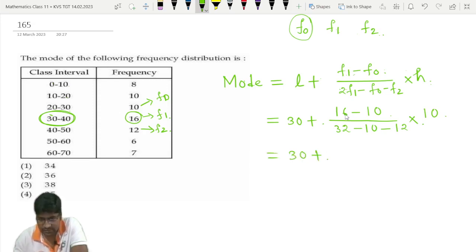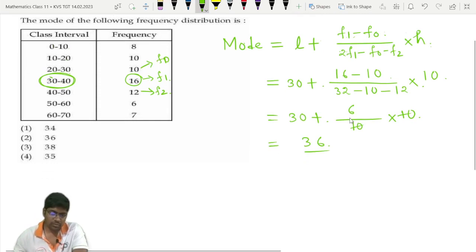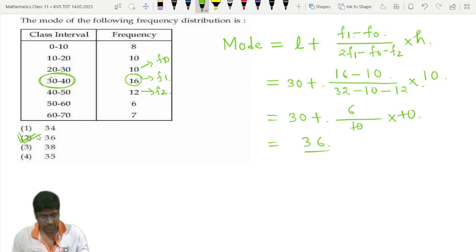30 plus 16 minus 10 means 6, and 10, 12 means 22, 22 and 10, this will be 10 into 10. So 10, 10 will be cancelled, 30 plus 6, that is equal to 36. So 36 is the correct answer. Mode is equal to 36. Option 2 is the correct answer.